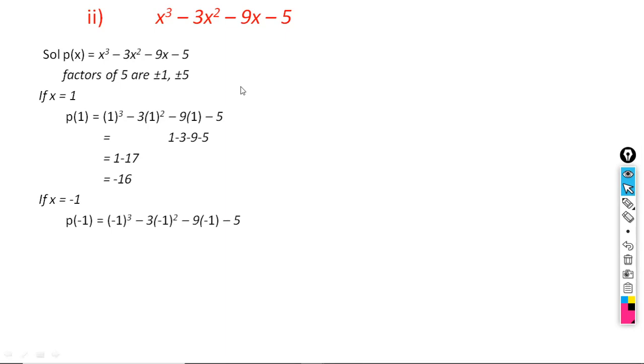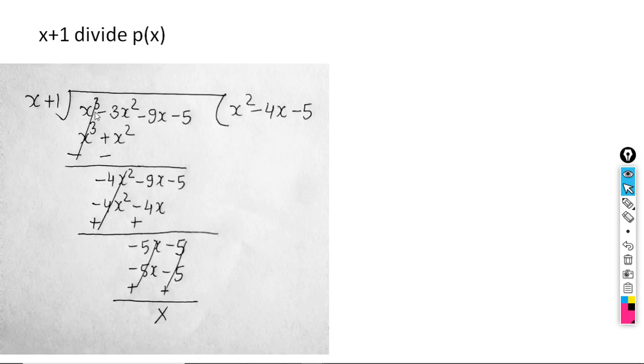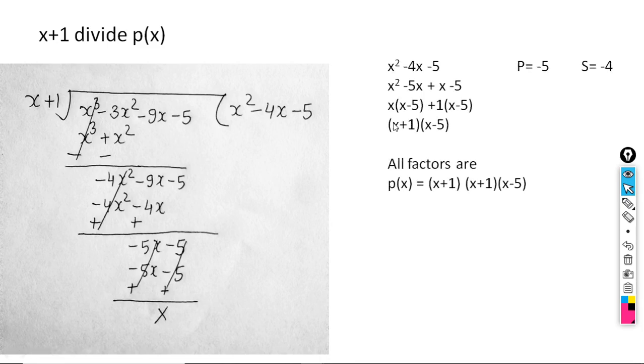By substituting x equals minus 1, you will get 0. So it means x equals to minus 1, meaning x plus 1, is a factor of p of x. In the second step, you perform the division. By performing the division, you get x square minus 4x minus 5. The third step is middle term splitting of this quotient x square minus 4x minus 5. By performing middle term splitting, you get the factors x plus 1 and x minus 5.